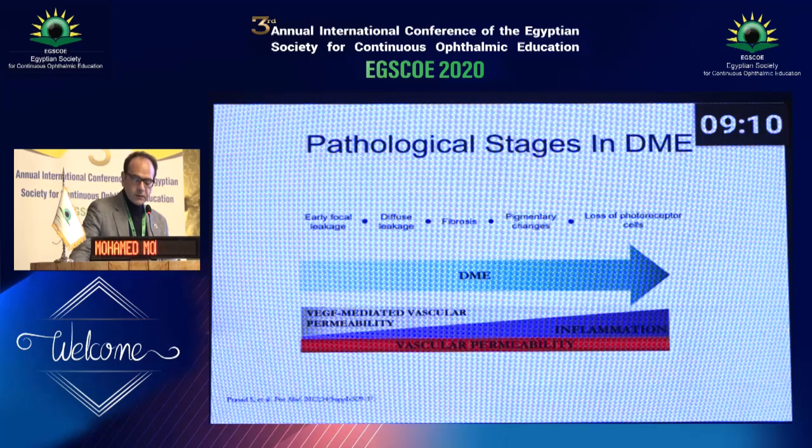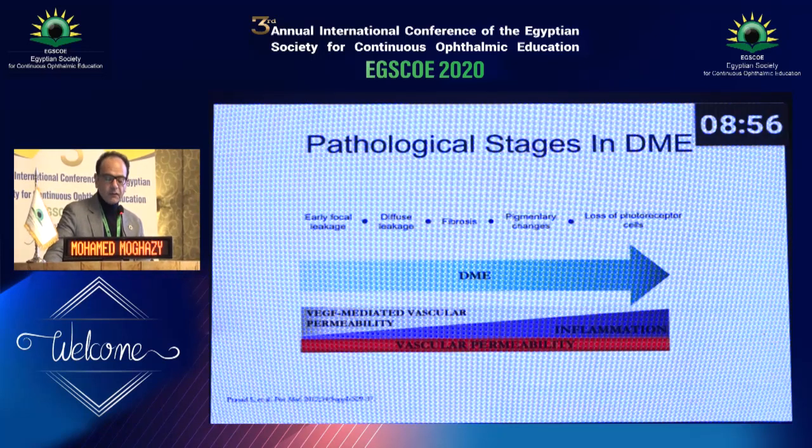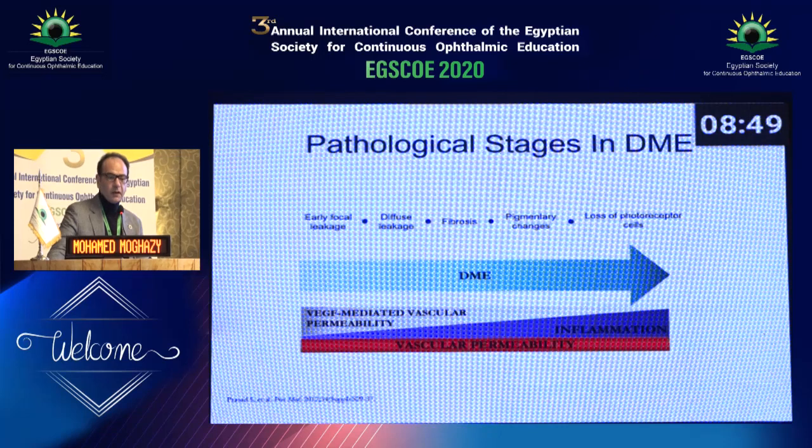In general, the pathological stages in DME, or DME passes through stages, from early focal leakage to loss of photoreceptor cells. And during those different stages, there is a difference in the chemistry going on inside the eye, from different immune modulators and different inflammatory mediators found in the eye, from the VEGF-mediated vascular permeability factors, like VEGF, of course, and on the other side, chronic inflammation and other inflammatory factors that all increase vascular permeability and lead to the chronicity of the edema.